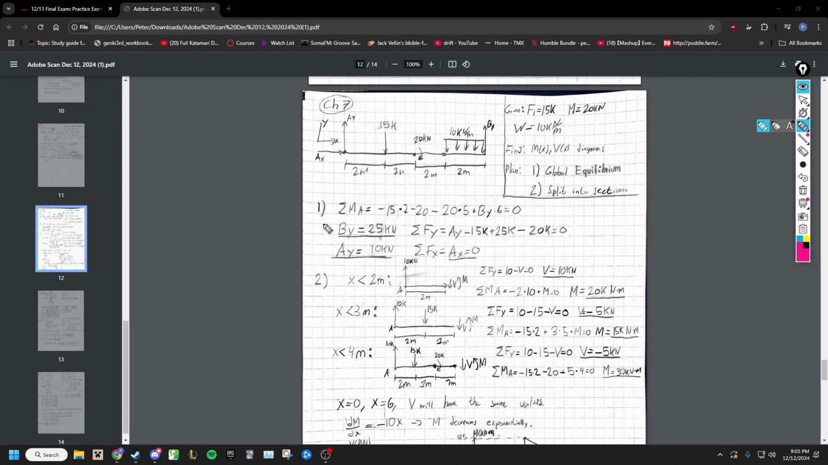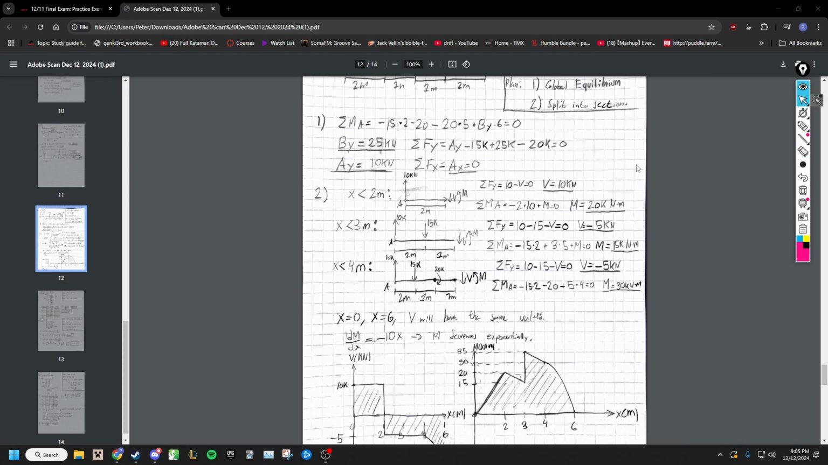Doing global equilibrium, we take the moment about A, and we find that B of y equals 25 kilonewtons. We do the sum of the forces in the y direction and find that A of y equals 10 kilonewtons. And in the sum of the forces in the x direction, there is only A of x, so A of x equals 0. So now we split into sections.